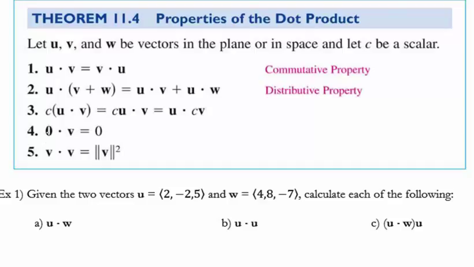If you dot the 0 vector, notice how the 0 is bold, if you dot product the 0 vector with anything, you get 0. And if you dot product something with itself, you get the square of the magnitude of that vector. Because if you think about it, when you do v dot v, it's v1 times v1, which is v1 squared, which is part of the formula for a magnitude.